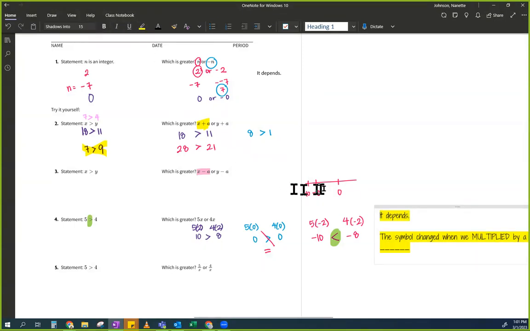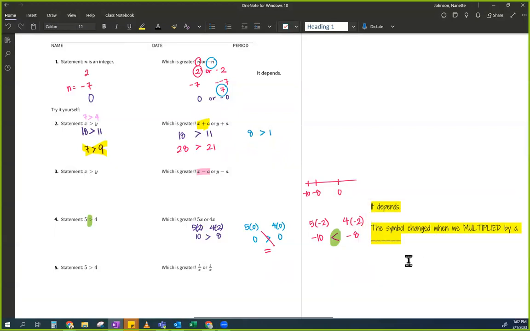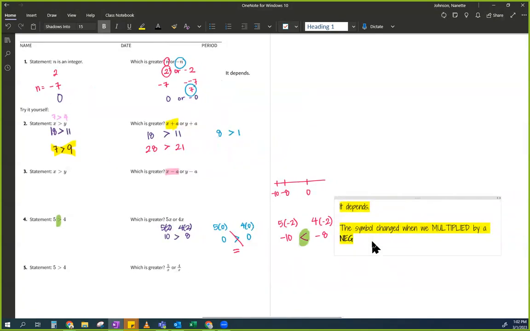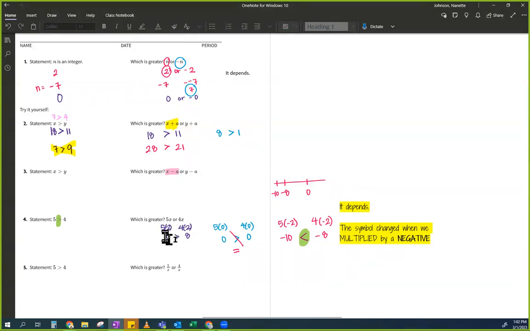Hold on a second. Let me write all this down. Yeah, the symbol changed when we multiplied by a what? By a negative. It changed when we multiplied by a negative. Because over here, did it change? No, because we didn't multiply by a negative. We multiplied by a positive. Oh, that's right. That makes sense, doesn't it?